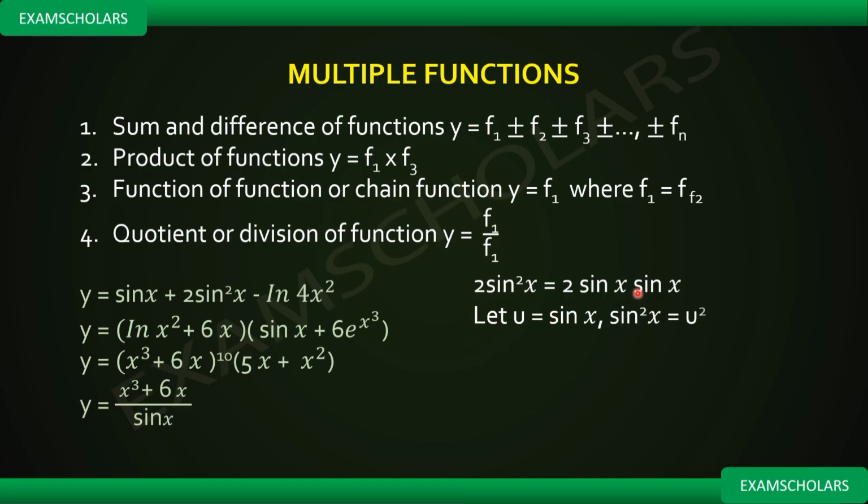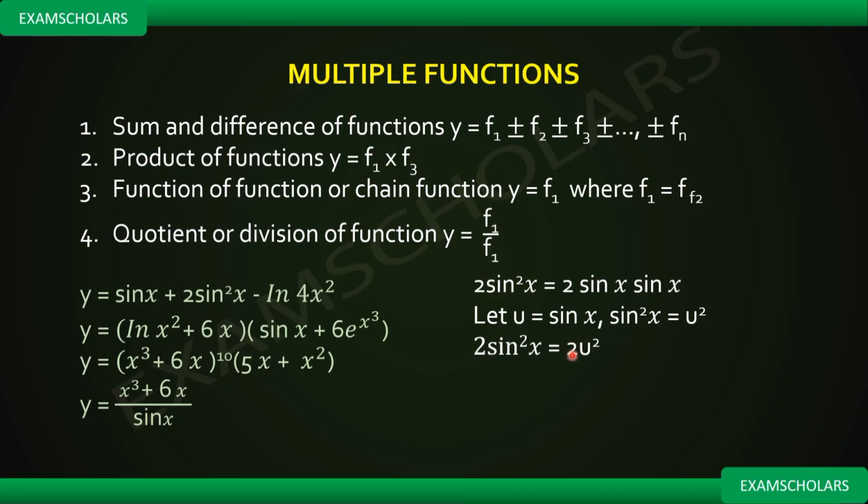From this expression, you can use u to represent sine x. If you use u to represent sine x here, wherever you see sine x, put u there. You are going to get what? 2 multiplied by u multiplied by u. At the end of the day, you get what? 2u squared, which means that instead of putting sine square x here, you can have 2u squared. That is what I'm explaining.